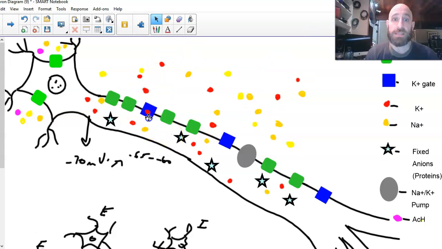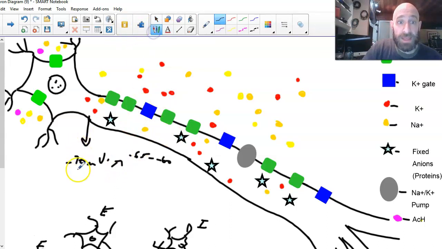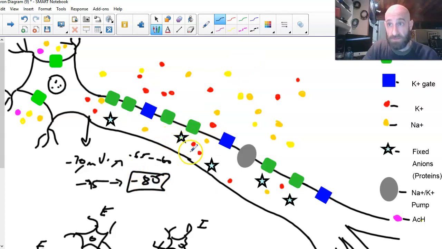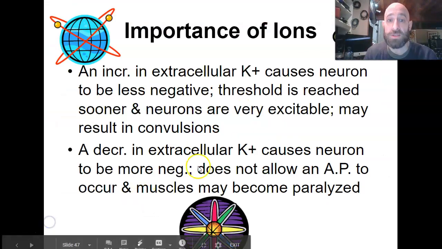And as more potassium leaves at resting potential, instead of resting potential being negative 70, it might be, let's say, negative 75. Or it might even be all the way down to negative 80. And what that does is it makes it hyperpolarized, so this neuron's not going to want to fire off. So if there's not enough potassium in the neuron, it's going to have the opposite effect. It's actually going to cause this to become more negative, which doesn't allow the muscles to contract.